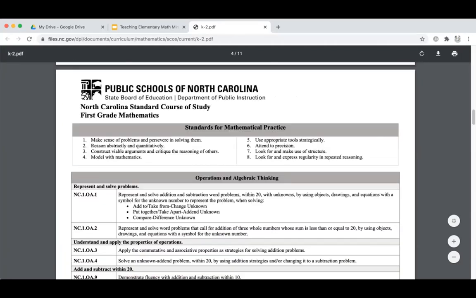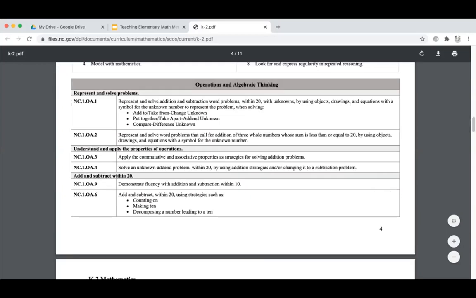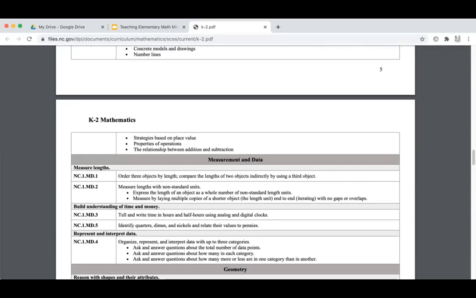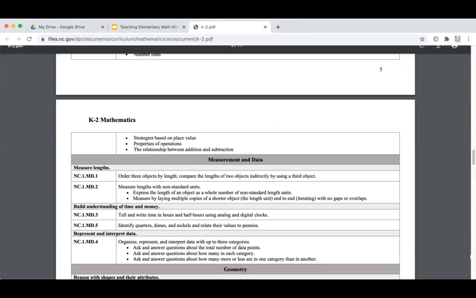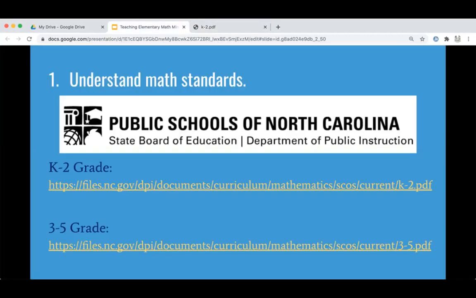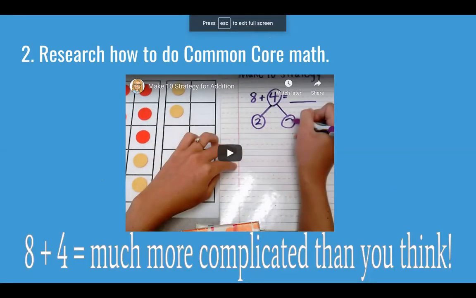If you look down, there's first grade here, and you can see at this grade, they're doing a little bit more with demonstrating fluency with addition and subtraction within 10, adding and subtracting within 20. So this shows you that first graders are not doing multiplication and division. That's for our older students. And this is just to give you an idea for when you are going to do some research about how to do Common Core math.